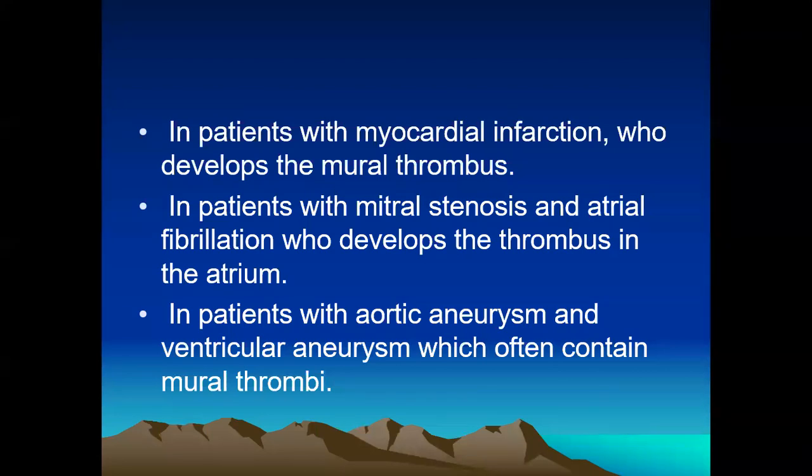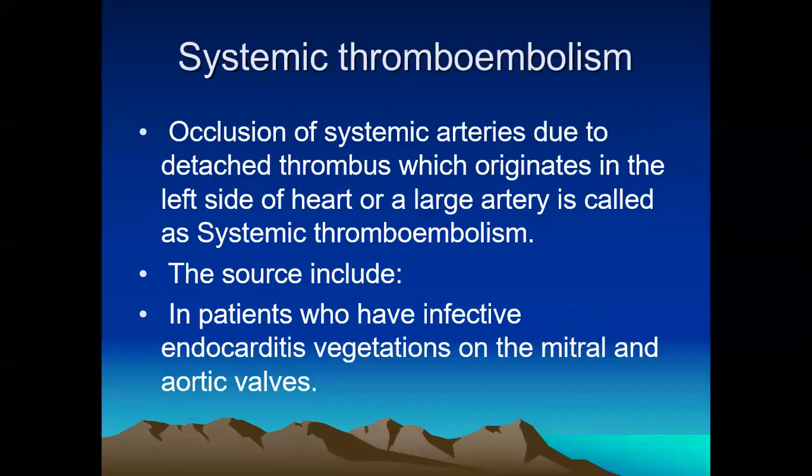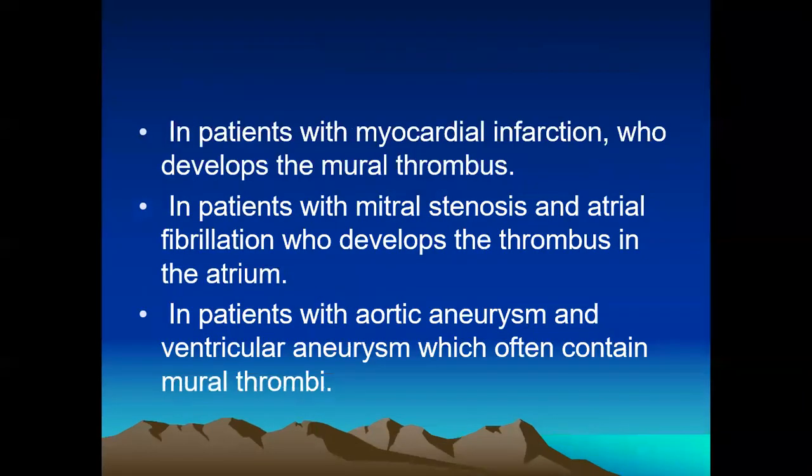Patients with aortic aneurysm and ventricular aneurysm often contain a mural thrombus. These are some sources for development of systemic thromboembolism. Infective endocarditis leads to vegetations on the heart valves, and myocardial infarction can lead to mural thrombus. Patients with mitral stenosis, atrial fibrillation, aortic aneurysm and ventricular aneurysm are also sources.